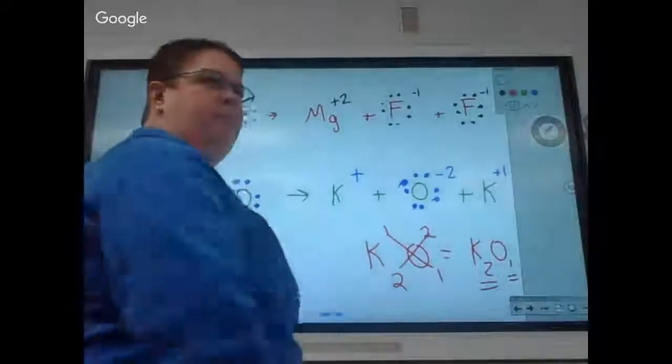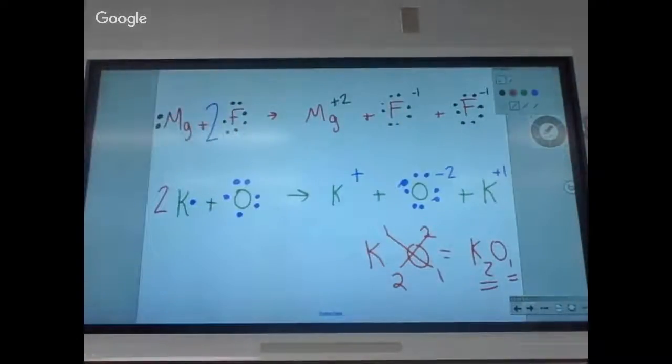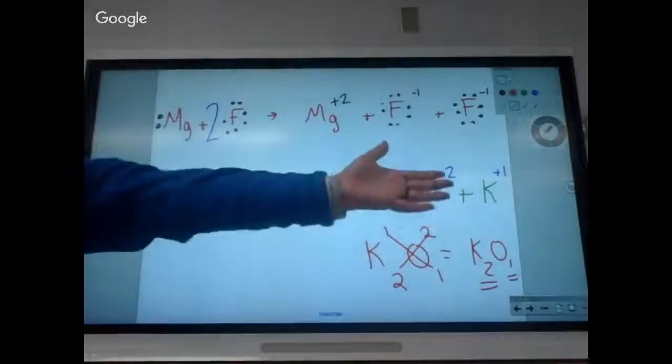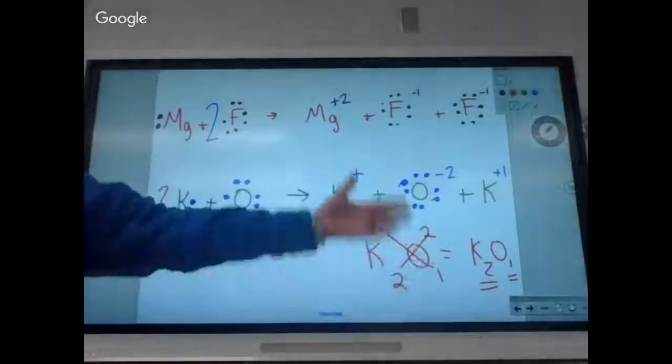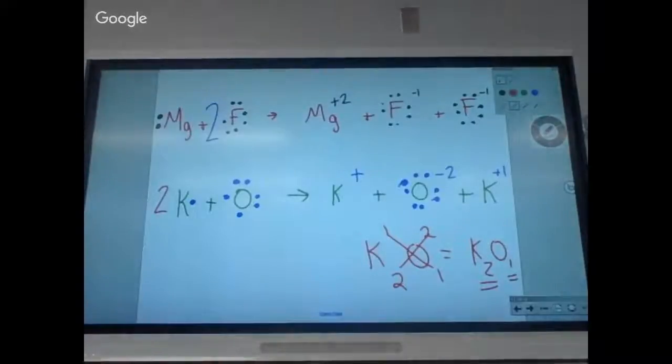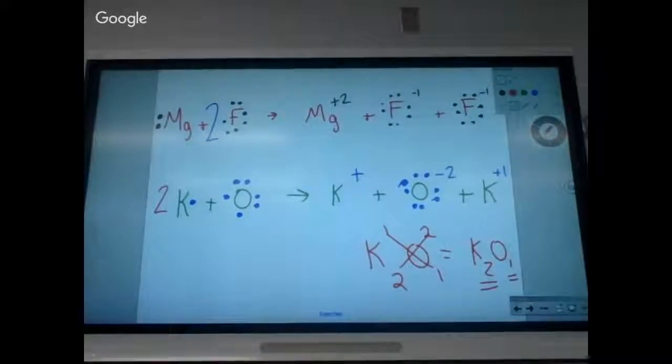Yeah, because they lose their electrons. They gave them away to the other element. It's just a shortcut. The oxidation number is the same on the right as it is on the left, regardless.